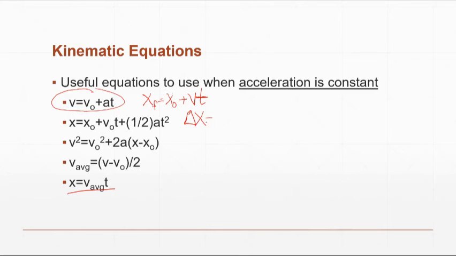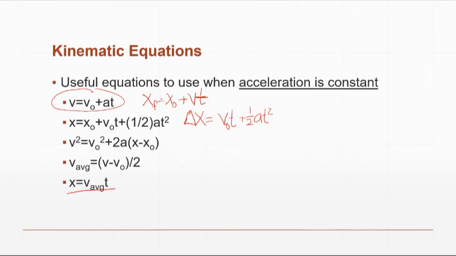So in this case, we have change in x equals v initial t plus 1/2 a t squared. And then here we have v squared equals v initial squared plus 2a times change in x.